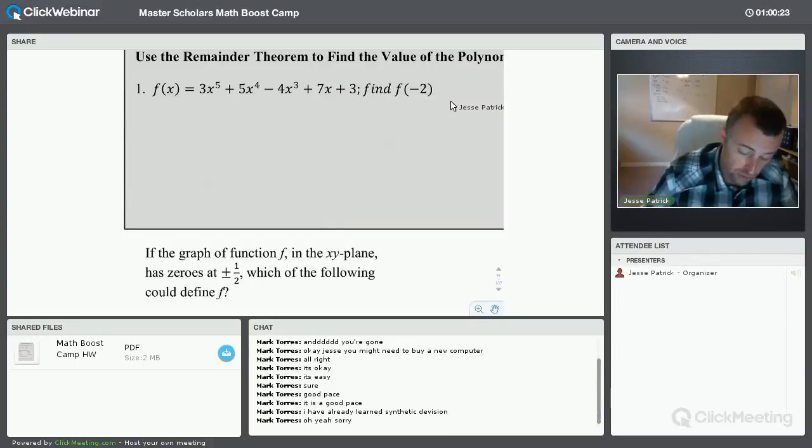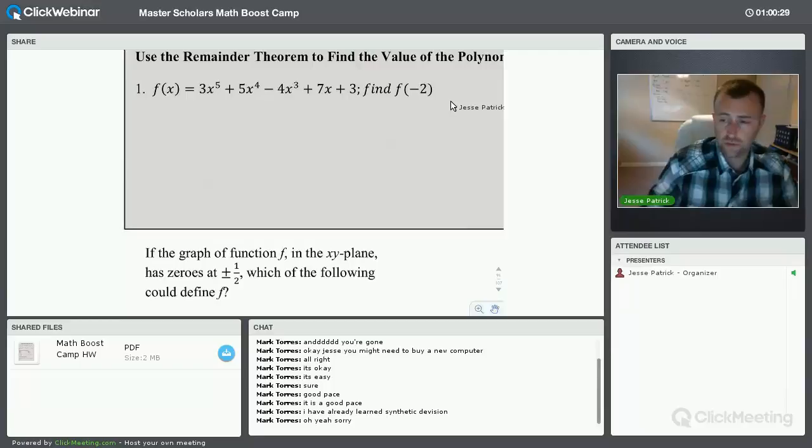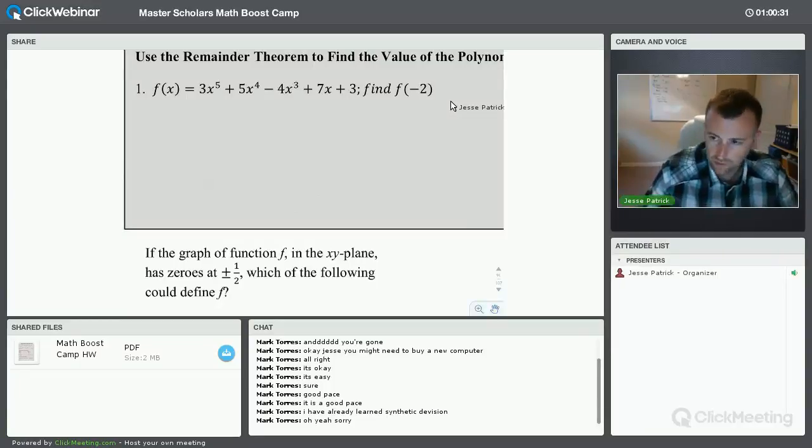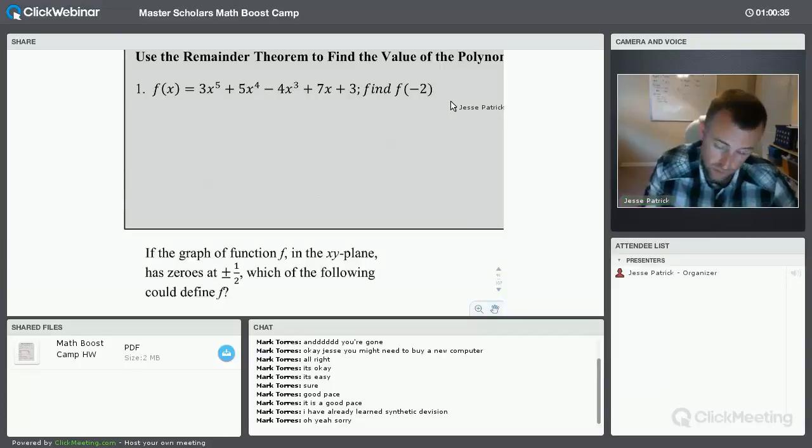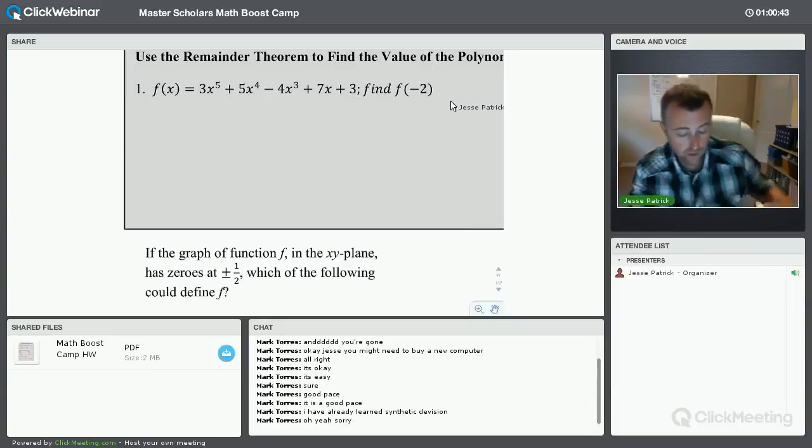They don't even make you do this. They usually will tell you, here's f of x. If you divide it by x plus 2, you get a remainder of 7 or something. Find f of negative 2, and you write 7. It's even easier. But I want to prepare you for the worst case scenario where they make you do the synthetic division. And once you do the synthetic division, you can use the remainder theorem to evaluate this function.